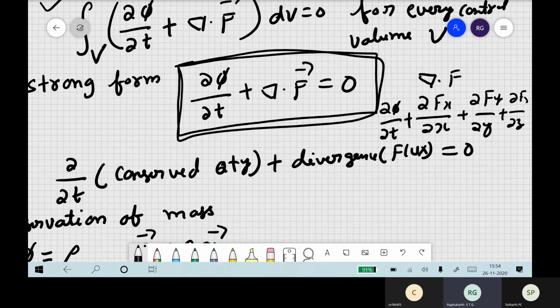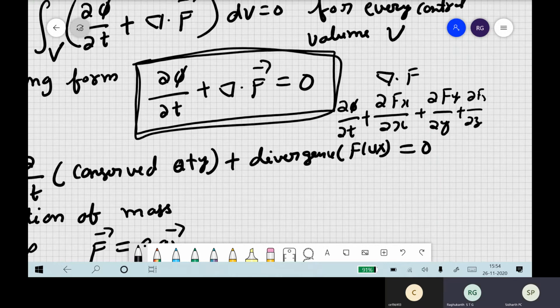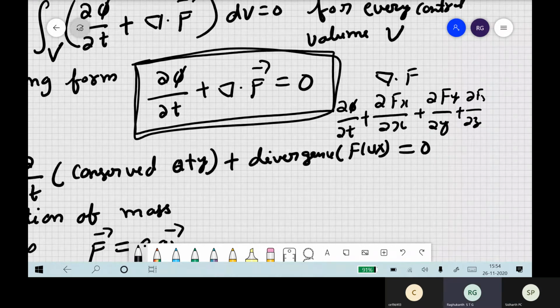You remember? So what type of equation is this? In time it is first order. In space, what is the order? First order only. Tell me, what is it? Somebody told, right? What is the order of these equations? First order in time, first order in space also.